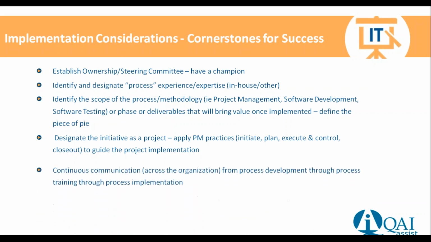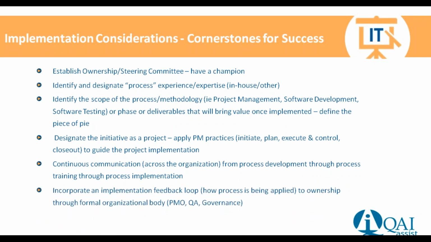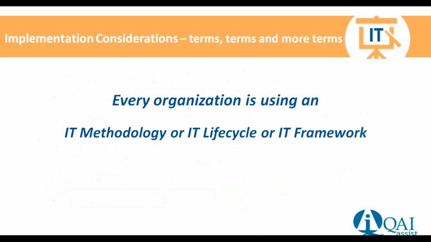You are going to need continuous communication across the organization, from the process development, be it the methodology you're going to be using, through the process training, and through the process implementation and support of the project teams. And you're also going to have to incorporate some form of implementation feedback loop, meaning how the process is being applied as it's being implemented. And the ownership or the champion is going to be made aware of how that works through, be it the PMO body or the governance or the QA function. These are some of the cornerstones that have to be in place to be able to successfully implement process.